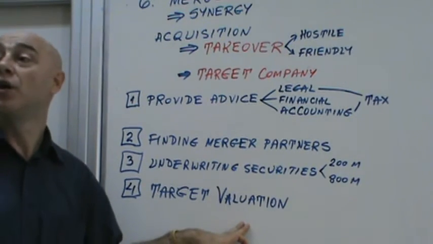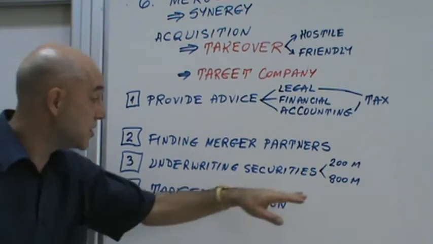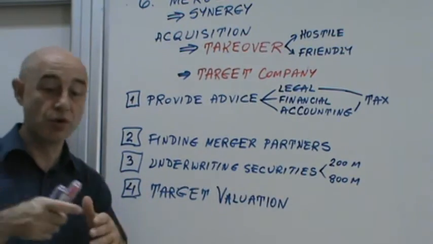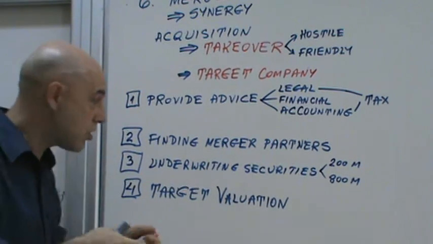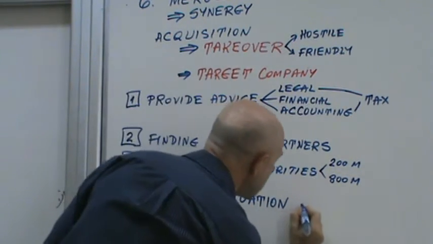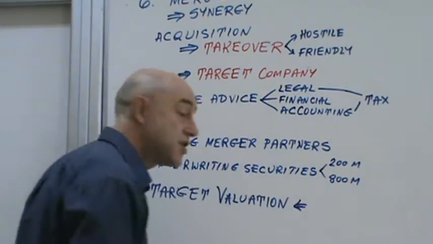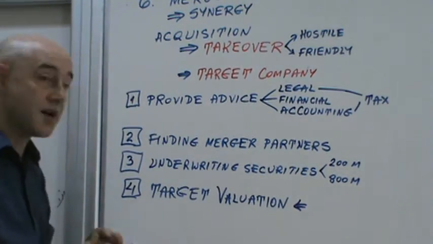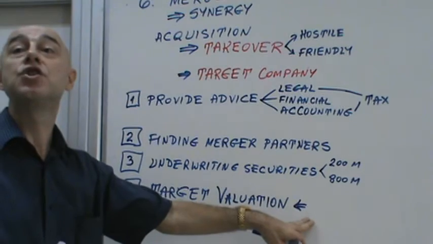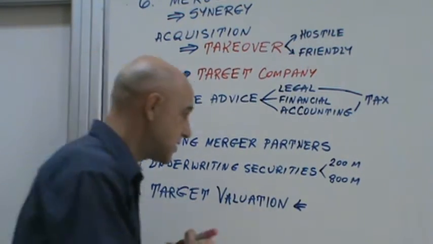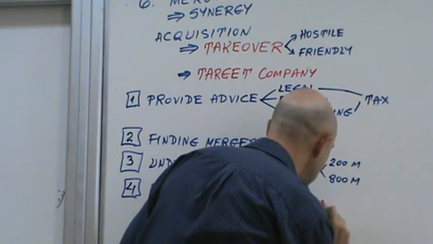We're going to pay $1 billion. So the investment bank will go through a special process. That particular process, which leads to valuing the company, is called due diligence. Due diligence.